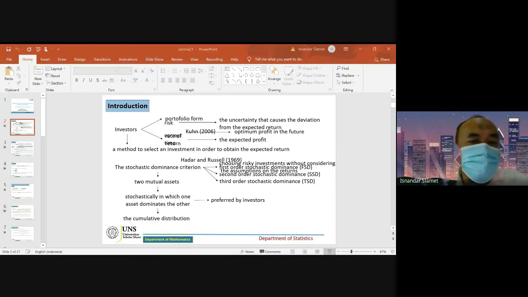And theorem 2 is basically the definition of when F dominates G by second order stochastic dominance. So this is the criteria, so that we can say F dominates G by SSD.